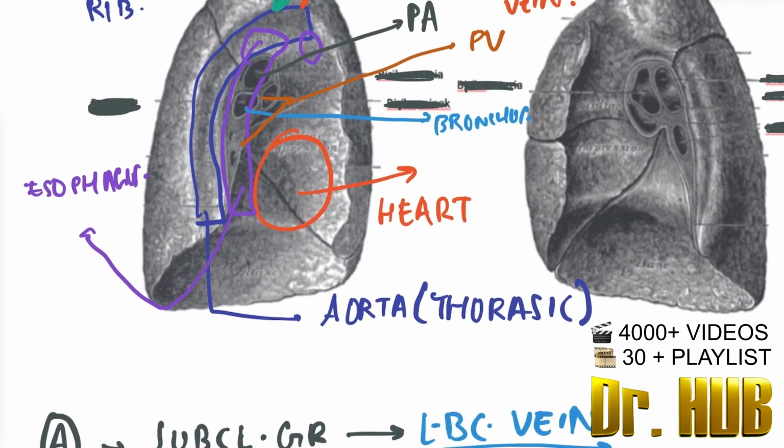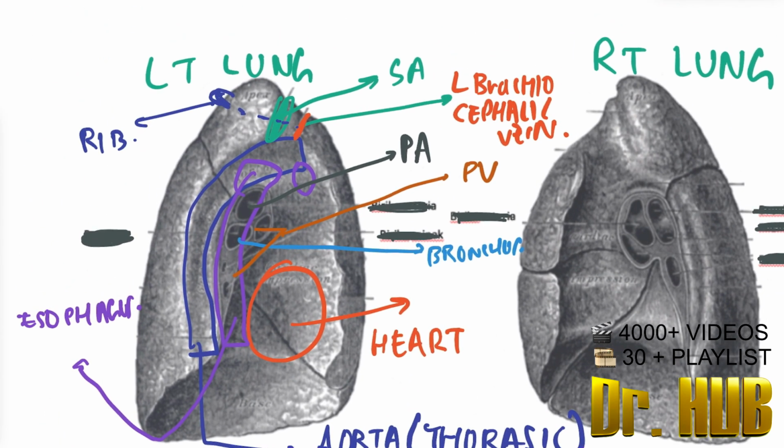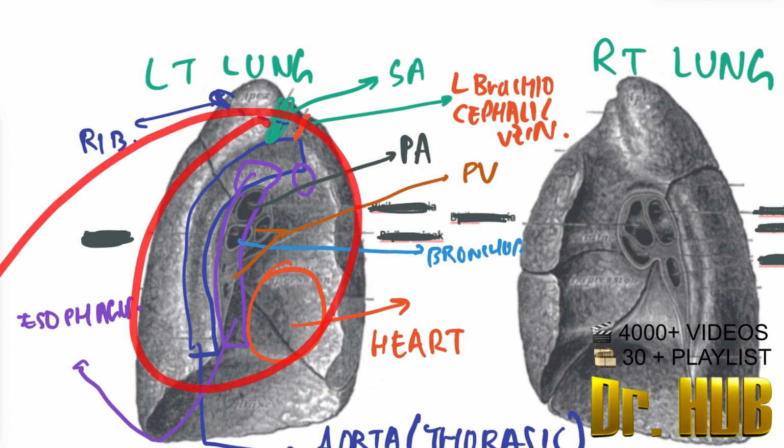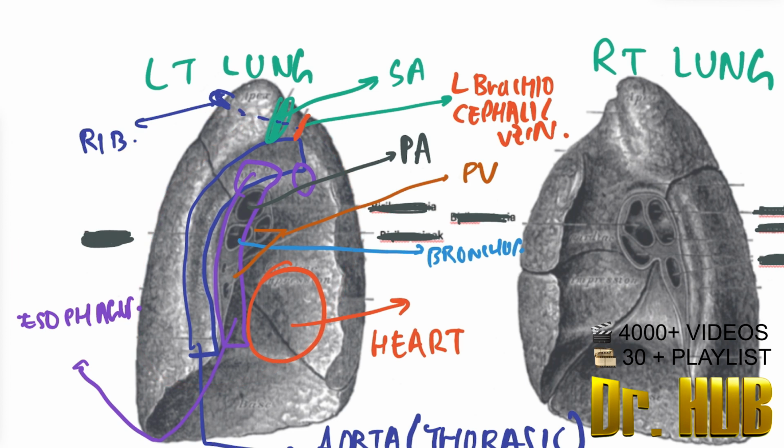So let's recap the diagram. Here in the diagram we saw the cardiac impression, and then there's a large groove which arches over the hilum and descends behind. That is the arch of aorta and the descending aorta, and the groove which ascends to the apex, that is the left subclavian artery.